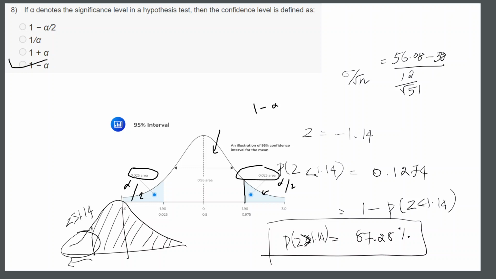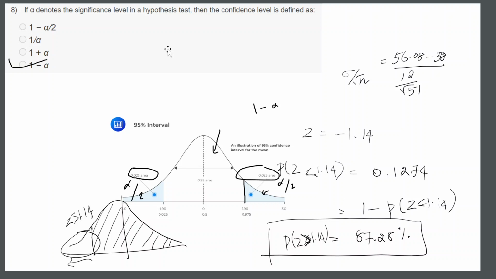So moving on to the eighth question. If alpha denotes a significance level in the hypothesis test, then the confidence level is defined as, okay. So alpha is the significance level in the hypothesis test. The confidence level is 1 minus alpha.